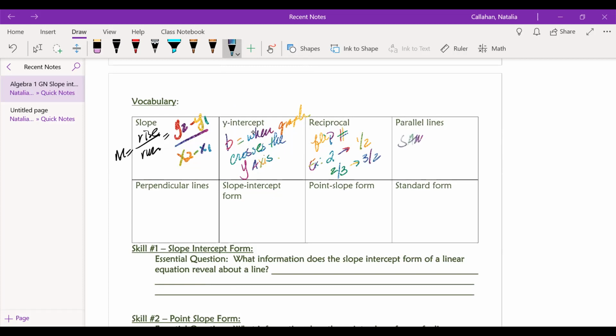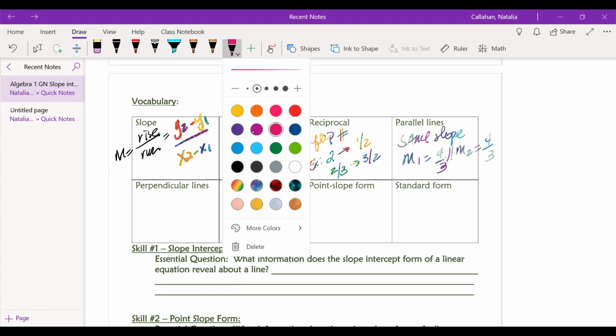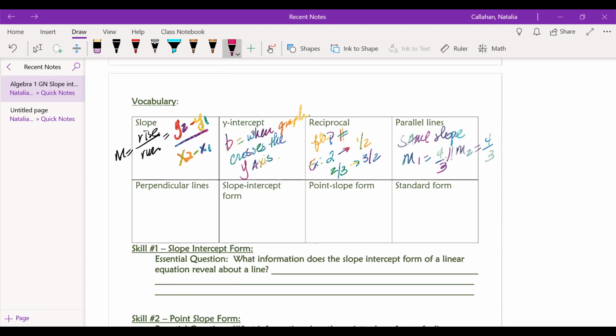Parallel lines means they have the same slope. So the first slope is 4 over 3. A slope that's parallel to that is also just 4 over 3 because they have the same slope. Perpendicular lines means they have negative reciprocal slopes. So for example, if my first slope is 4, a slope that's perpendicular would be negative 1 over 4. You simply flip it, but you also have a negative sign.